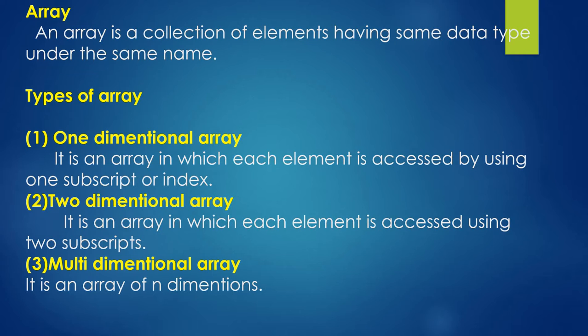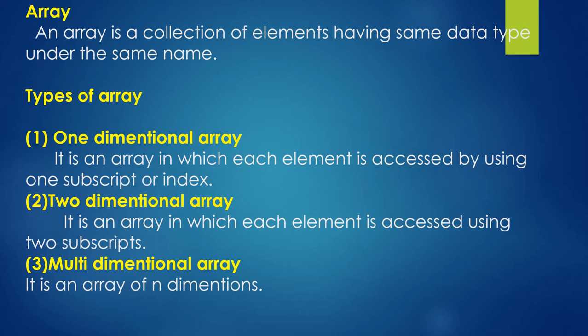What are all the data types? Fundamental data types: int, char, float, double. These are the fundamental data types. Then the definition of the array is, an array is a collection of elements having the same data type under the same name. And now, the types of arrays.